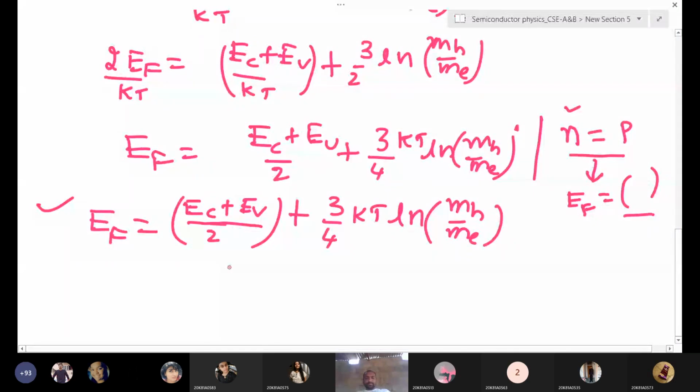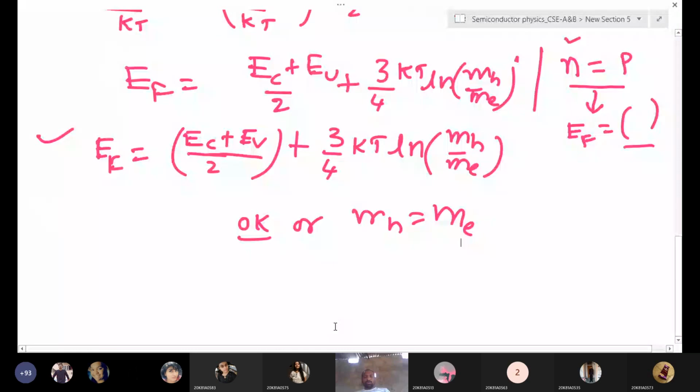So we are rewriting this expression in the case of 0 Kelvin, or in case the effective mass of electron is equal to the effective mass of hole. If you write that expression, it becomes EC plus EV by 2. What does this mean? What is the meaning of this one? What information does EC plus EV by 2 give? What is meant by EC plus EV by 2 in words? Energy of conduction and valence band average.